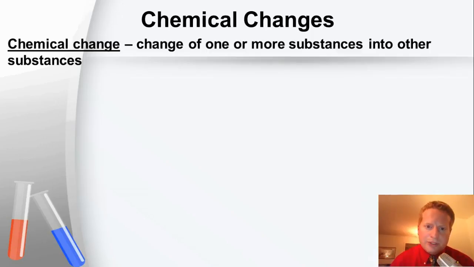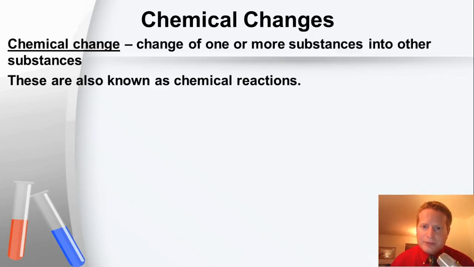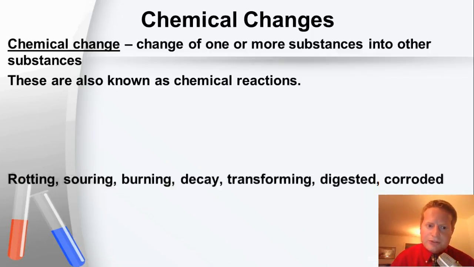What makes a chemical change very different is it's a change of one or more substances into other substances. So you're really making something new in this case. After a chemical change, you're usually left with a result that looks completely different. It's also referred to as a chemical reaction. So what we've heard of as chemical reactions are chemical changes.